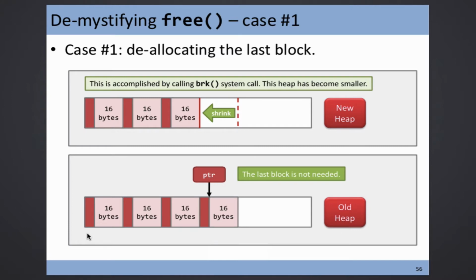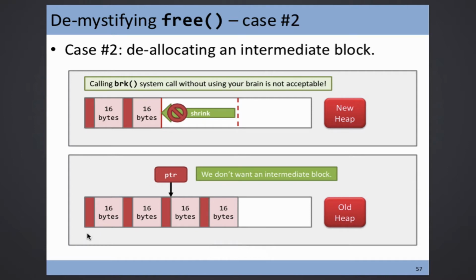How about case 2? Case 2 is, let's say we free this guy. But we blindly follow what I just said. When I free, I will shrink the area. Goodbye to this guy. Okay, you will destroy something that is preoccupied there. So what will be the result? Now this is the result that I tell you: free may or may not return memory to the system. And this is the case where we cannot return memory to the system.